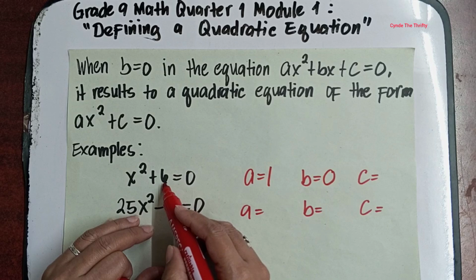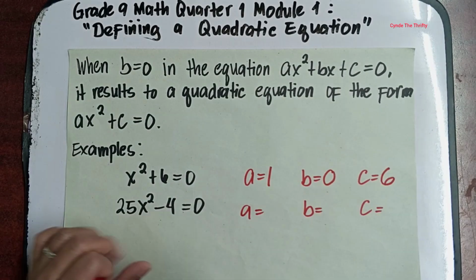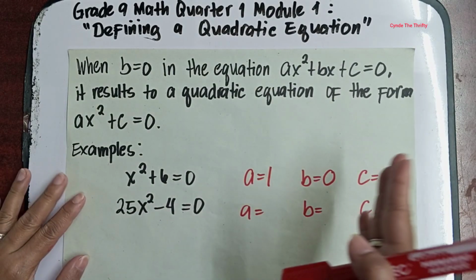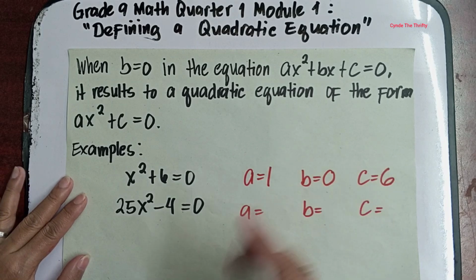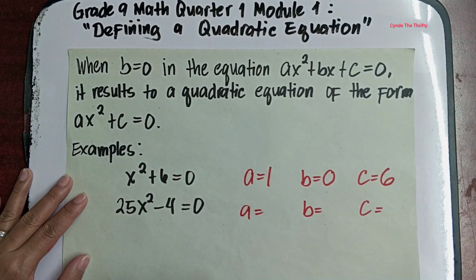At ang value ni C is 6. Okay? So, huwag kayong malito. Kahit na wala tayong linear term sa ating given, quadratic equation pa rin yan siya.